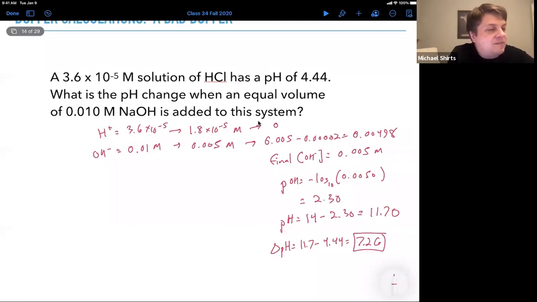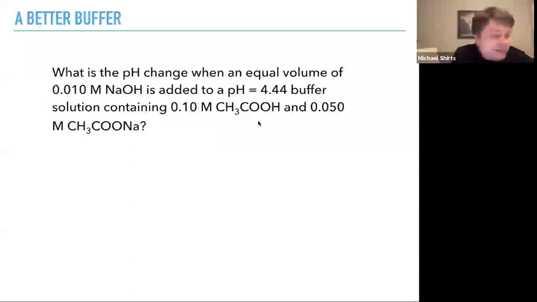Now let's look at something that supposedly is a good buffer. Our example of acetic acid and sodium acetate. And the pH is exactly the same in this case. A solution containing 0.10 molar acetic acid and 0.05 molar sodium acetate. Now one thing you notice here, there's actually no Ka, but that's okay. We can calculate it, right? We have enough information to calculate.